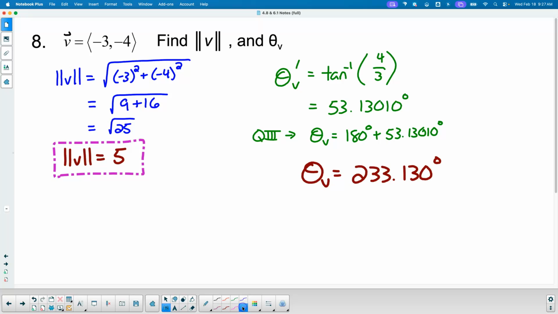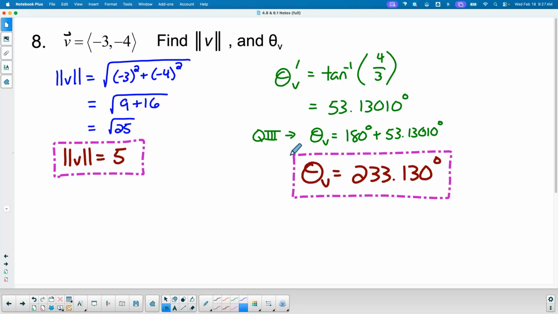I get a magnitude of 5 and a direction angle of 233.13 degrees. Yes, no, maybe? Yeah? Questions?